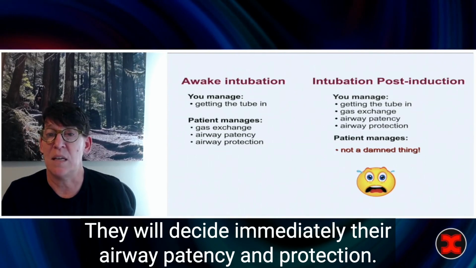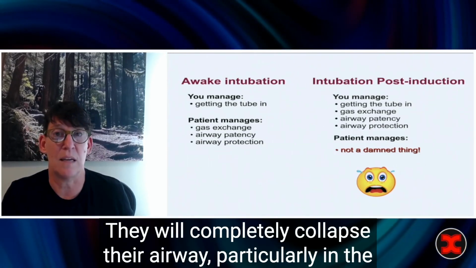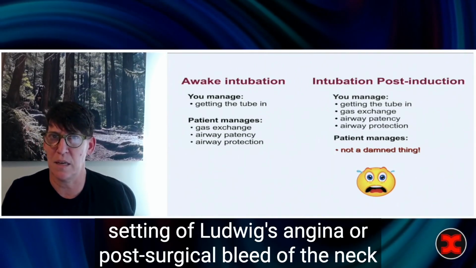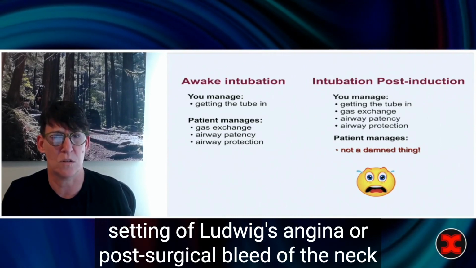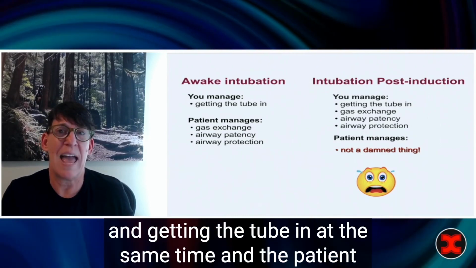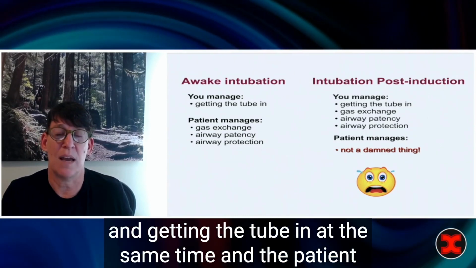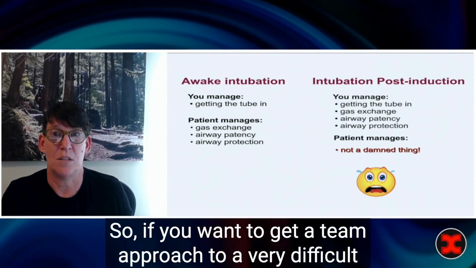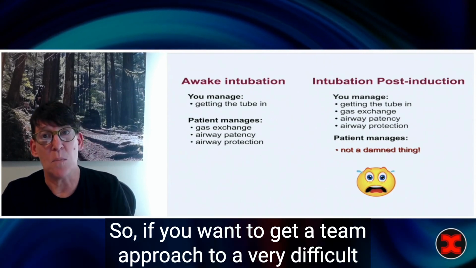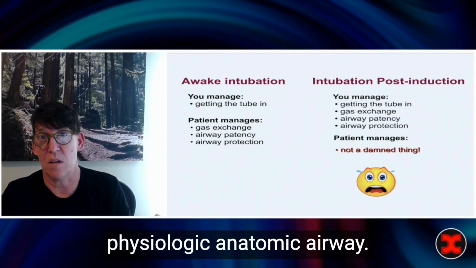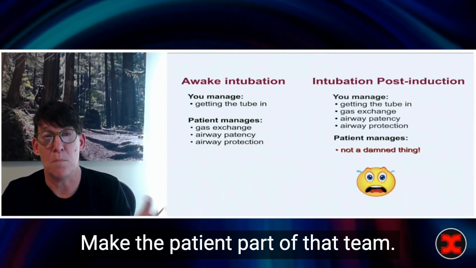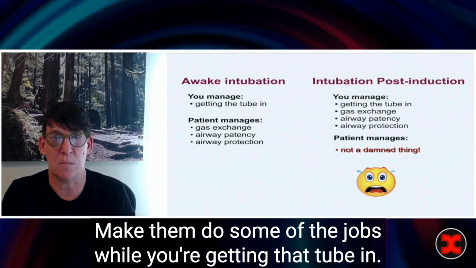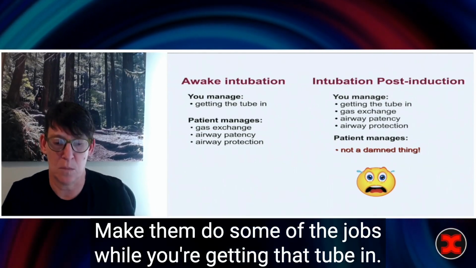Their airway patency and protection, they will completely collapse their airway, particularly in the setting of Ludwig's angina or post-surgical bleed of the neck, and getting the tube in at the same time, and the patient doesn't manage a damn thing. So if you want to get a team approach to a very difficult physiologic and anatomic airway, make the patient part of that team, make them do some of the jobs while you're getting that tube in.